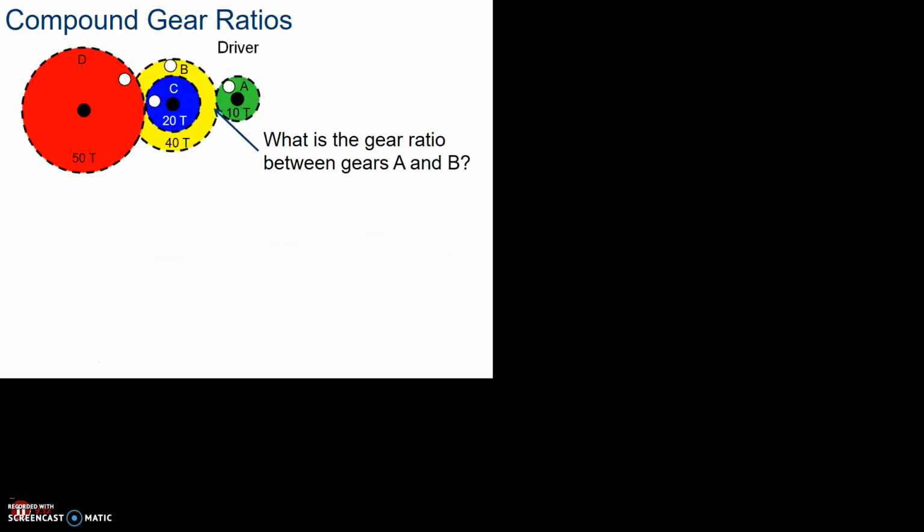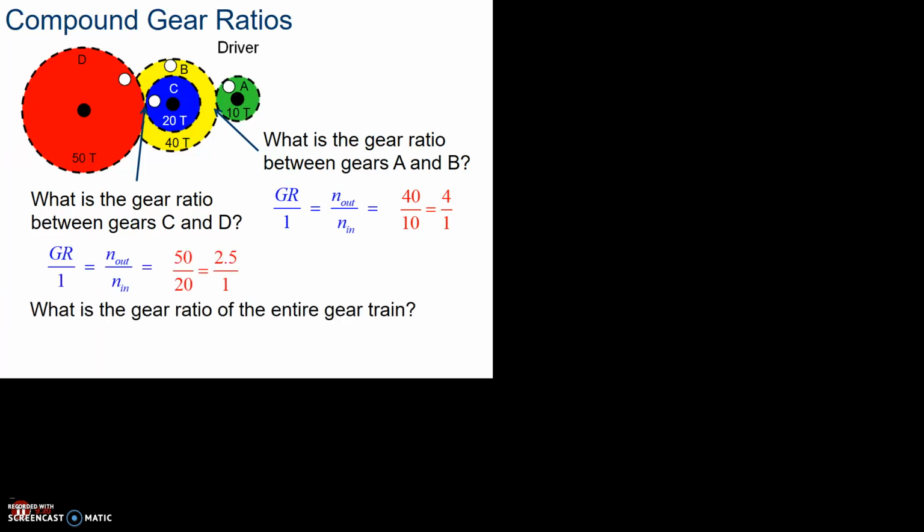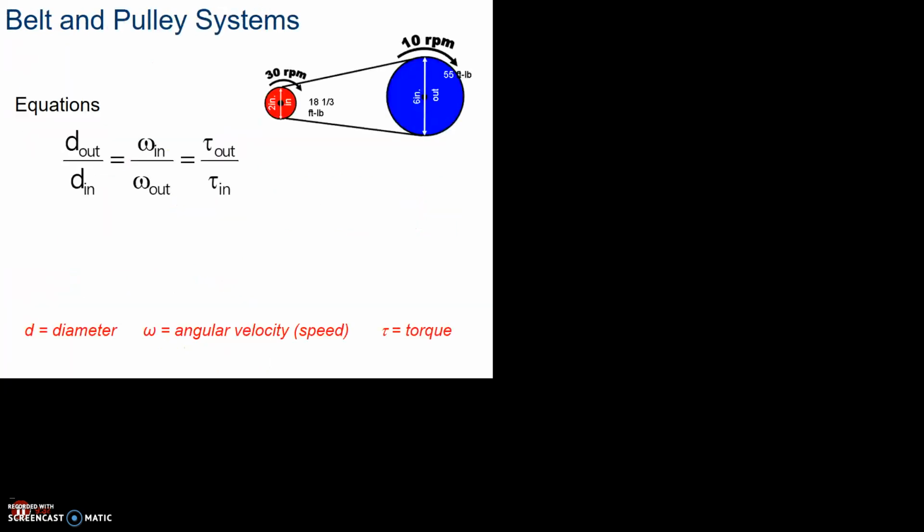So what is the gear ratio between A and B? A to B is going to be your 40 over 10. What's the gear ratio of C to D? Well, I look at D, that's 50, and C is 20, again 2.5. What's the gear ratio of the entire gear train? Well, you multiply those two together, and that gives you a total of 10.